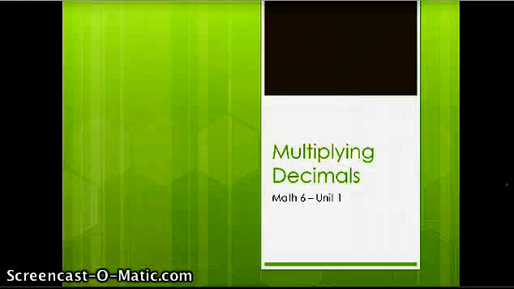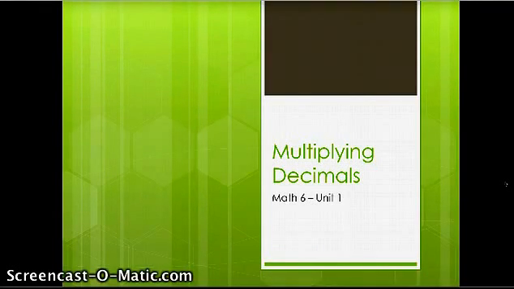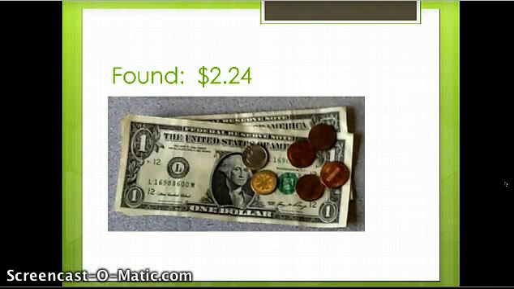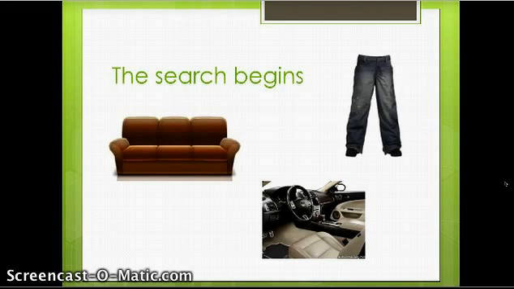We're going to be talking about multiplying decimals, and they are going to come in so handy because wait until you hear what happened last night. Last night I grabbed a pair of jeans and put them on and found $2.24 in the pocket. That was exciting, but that was only the beginning of my search.